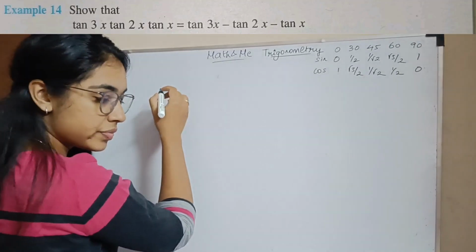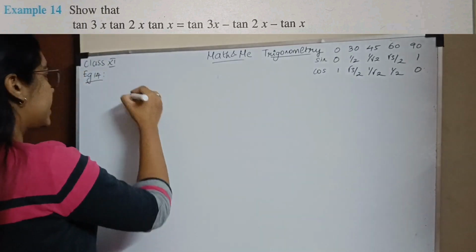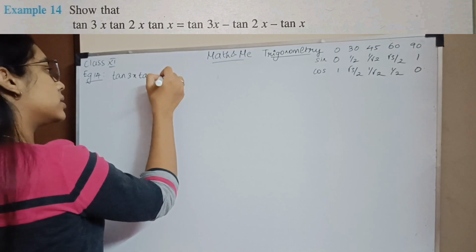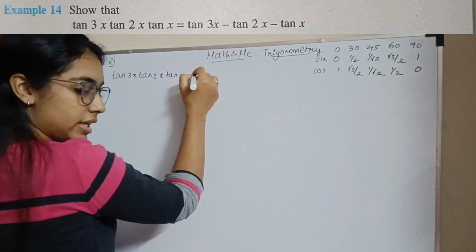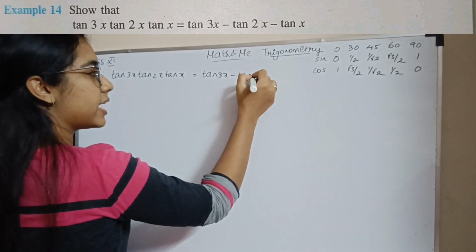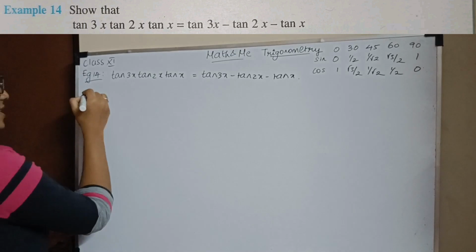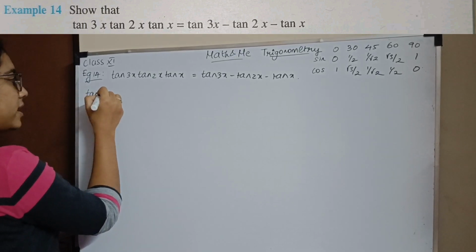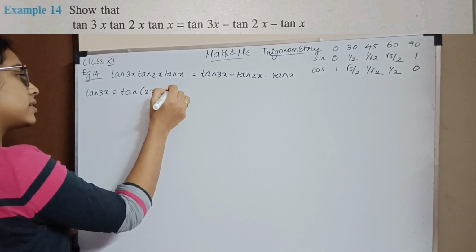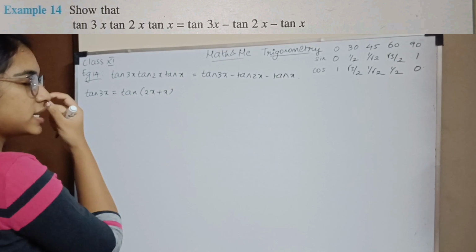Example 14. Show that tan 3x tan 2x tan x equals tan 3x minus tan 2x minus tan x. Okay. So, first step, I am going to take tan 3x and write it as tan of 2x plus x. Why am I doing that? I see there is a 2x here. I also see there is a tan x here.